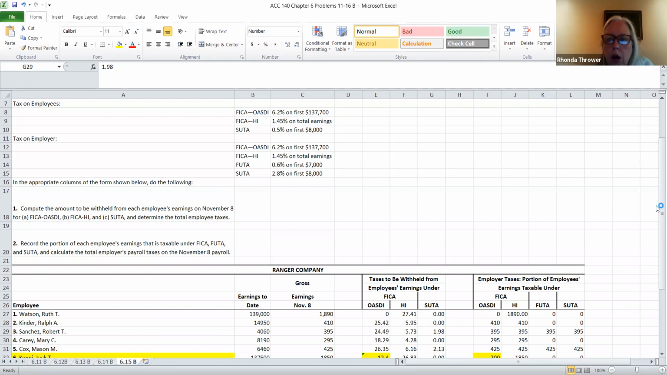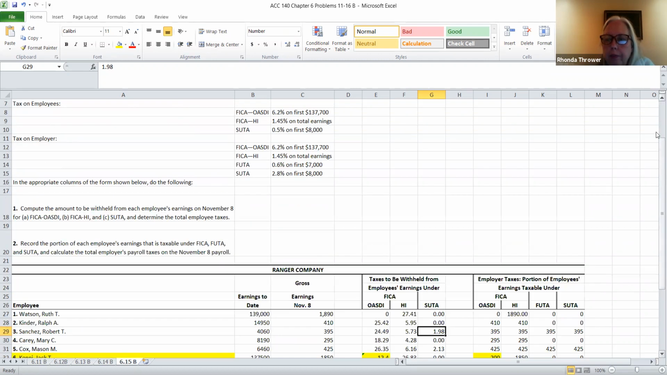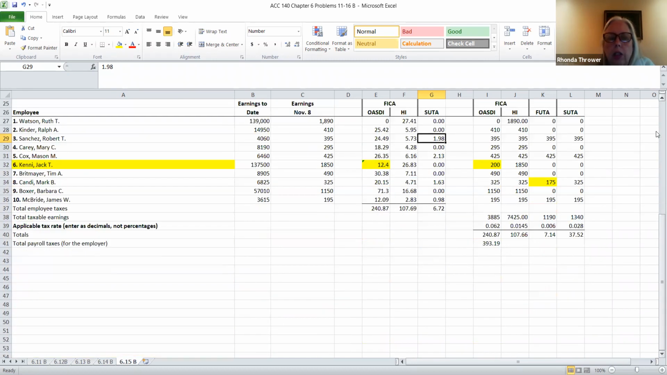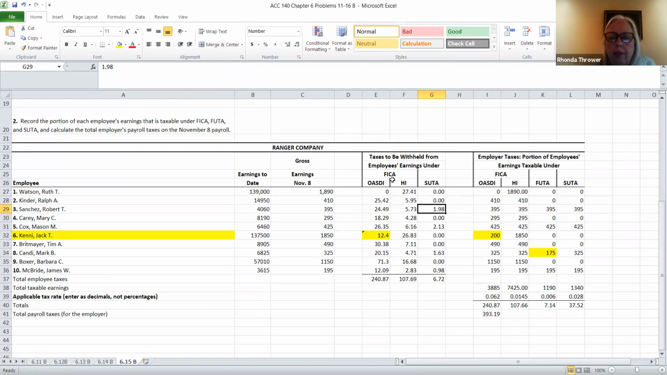We are on, hopefully it won't crash again, just bear with me. We are on chapter 6, problem 16B. I think I got through the rest of it successfully. And we were working on recording the taxes that would be withheld from Sanchez, Robert Sanchez.